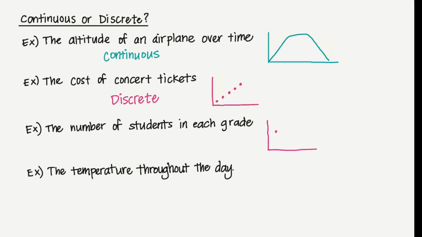So maybe kindergarten has a number up there. First grade is really high, second grade is really low, third and fourth grade are kind of similar. So this would also be discrete because I don't know how many students are in second and a half grade, if that makes sense. The last one is temperature throughout the day. So if you're going to graph this, it would be starting at a certain temp and going up high and then coming back down at nighttime. So this again would be continuous because at any point in time, I can find the temperature.